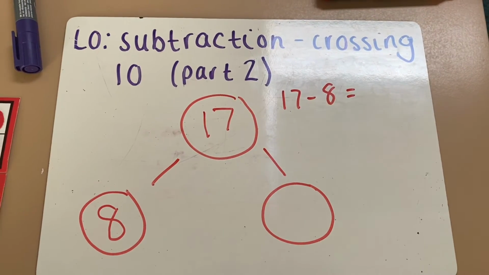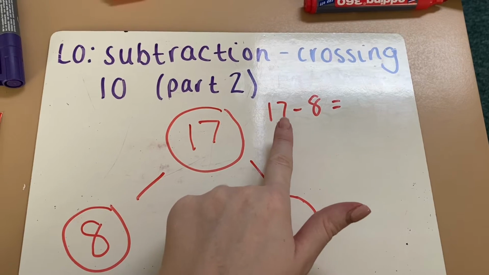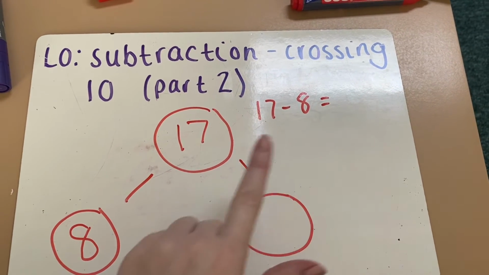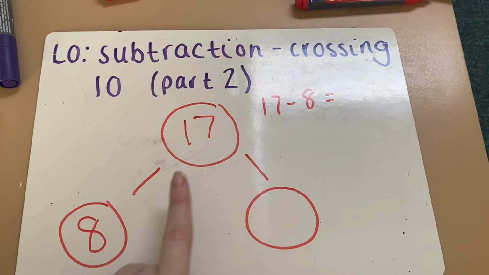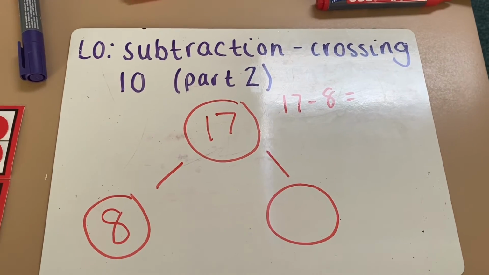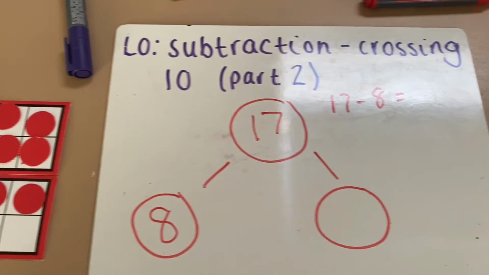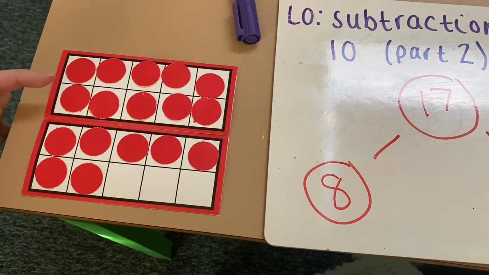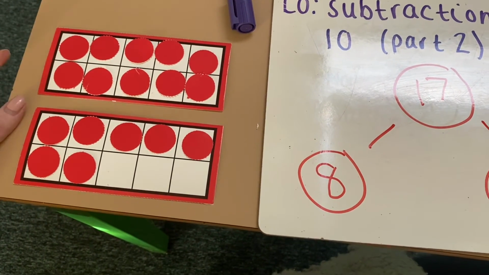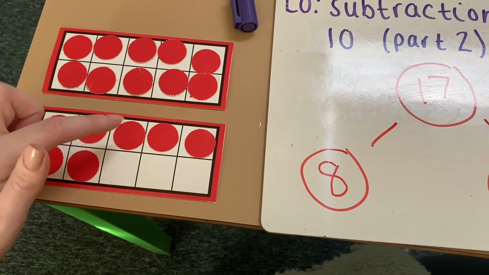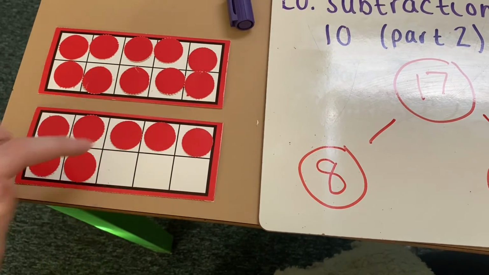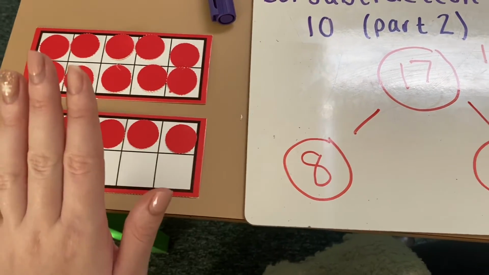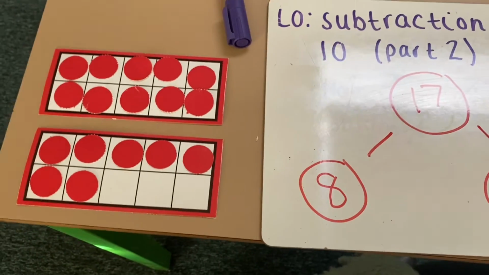Okay, so here my number sentence is 17 take away 8 equals. So I know that my whole is 17 and that one of my parts is 8, and I've got to find out my other part. So I'm going to do this one using a 10 frame. So I've got 17 on my 10 frame. Let's count them. I know that I've got a full 10 here. So I've got 11, 12, 13, 14, 15, 16, 17. Perfect. And I've got to take away 8.